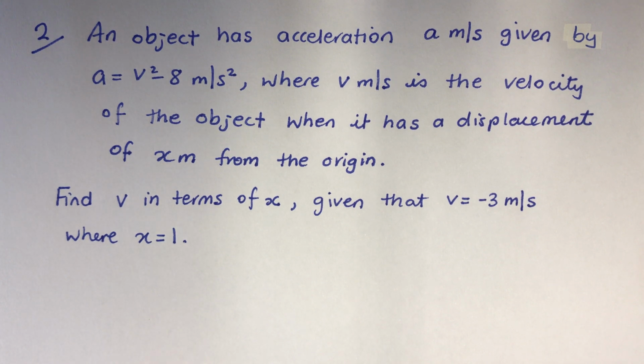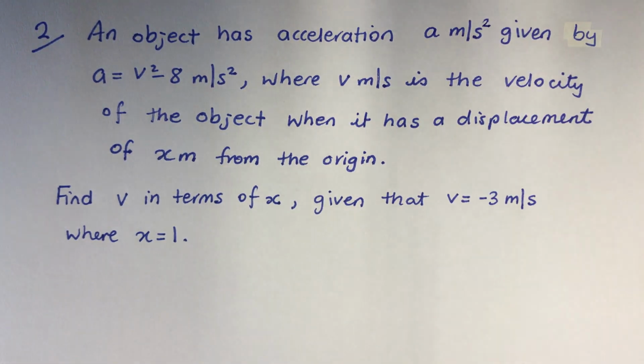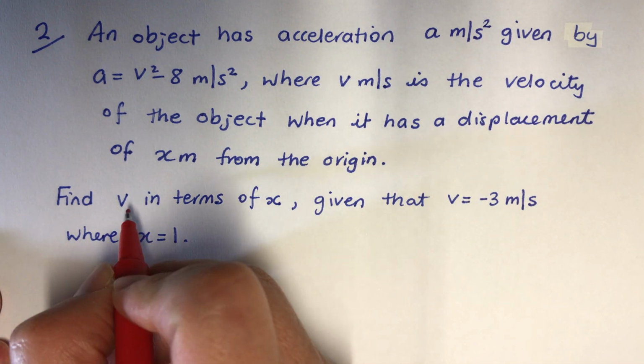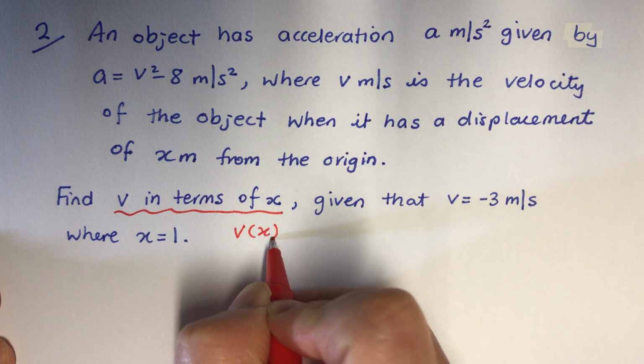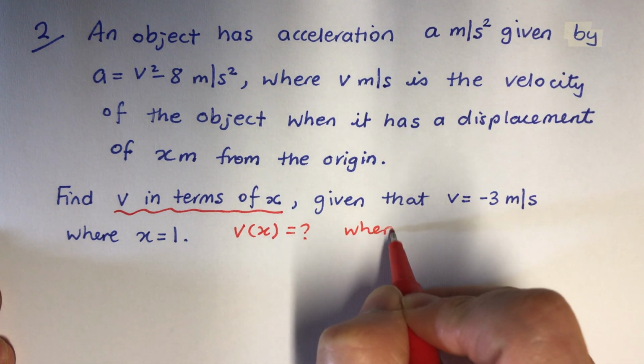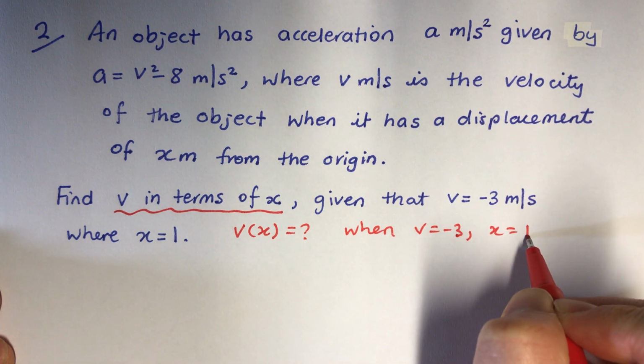An object has acceleration a meters per second. Ooh, I made a mistake there. Meters per second squared, because that's acceleration, isn't it? Yep. And then given by a equals v squared minus 8 meters per second squared, where v meters per second is the velocity of the object when it has a displacement of x meters from the origin. Find v in terms of x, given that v equals minus 3 meters per second and where x equals 1. So this is what the question is asking us to do. Find the v in terms of x, okay? And when v equals minus 3 and x equals 1.